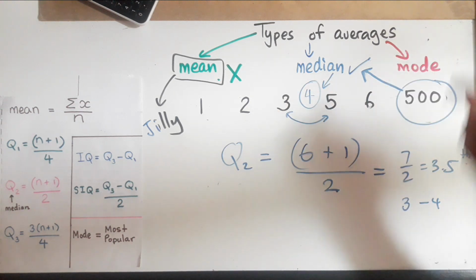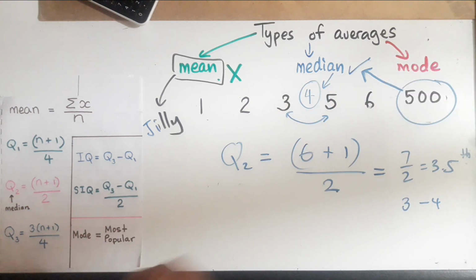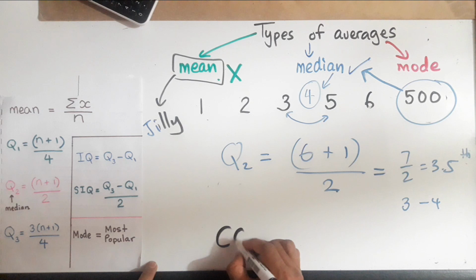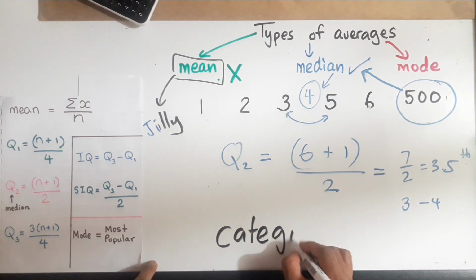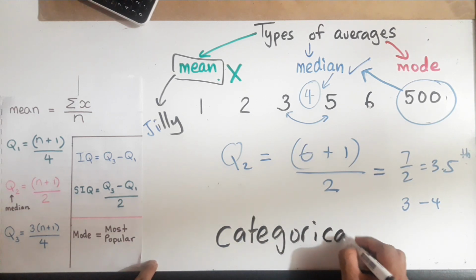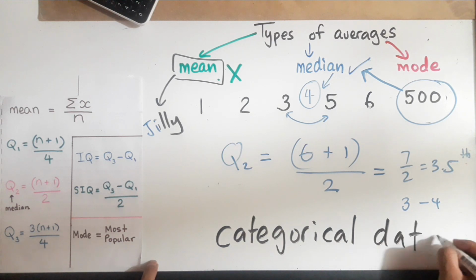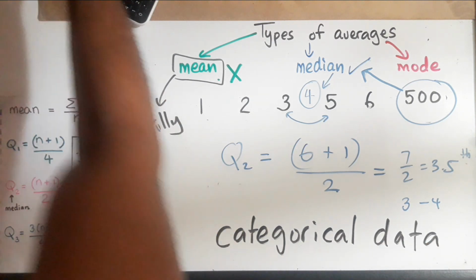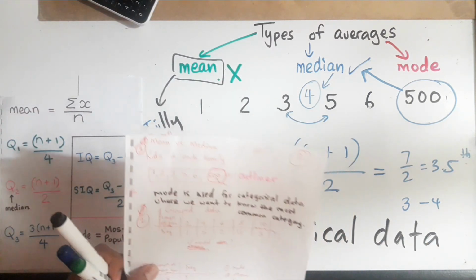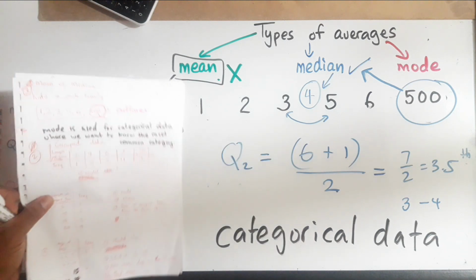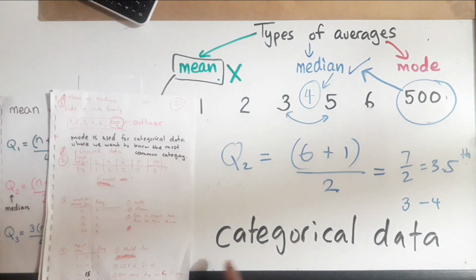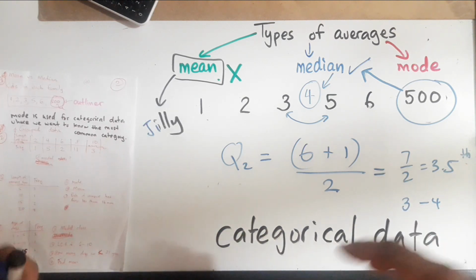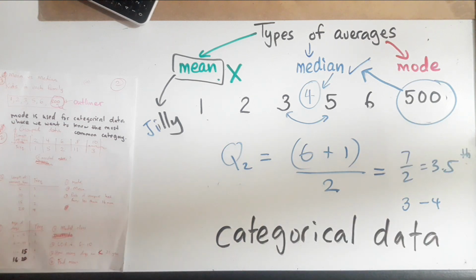So what about mode? Mode is used for something called categorical data. I spelled it here just in case I couldn't remember how to spell it. So I think you know what a category is. A category is belonging to a certain set where everybody in that set shares something similar.